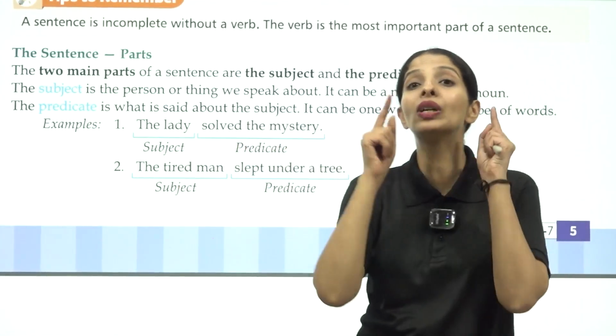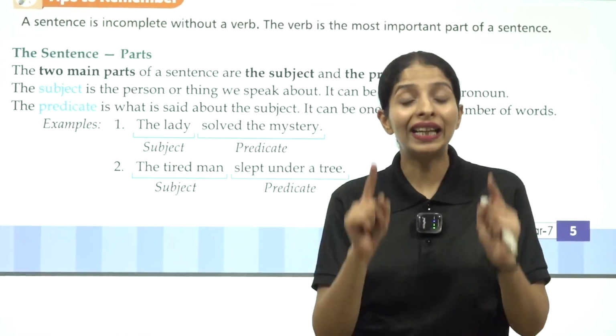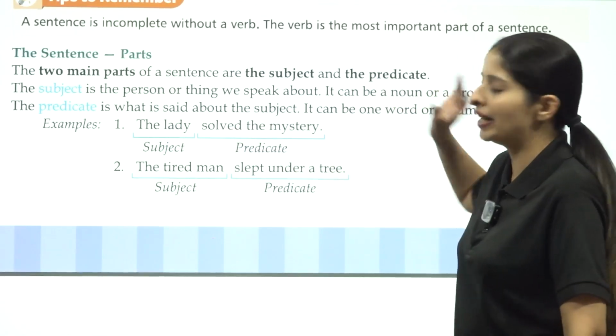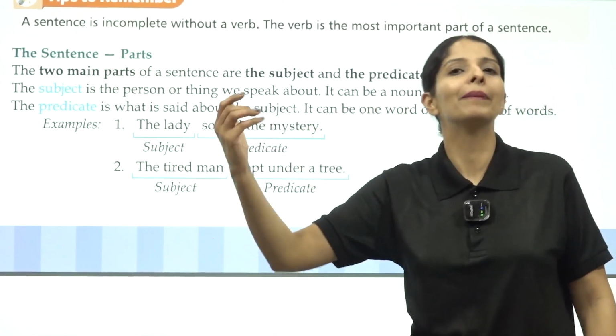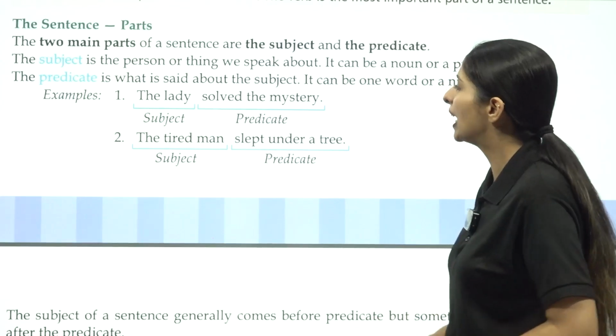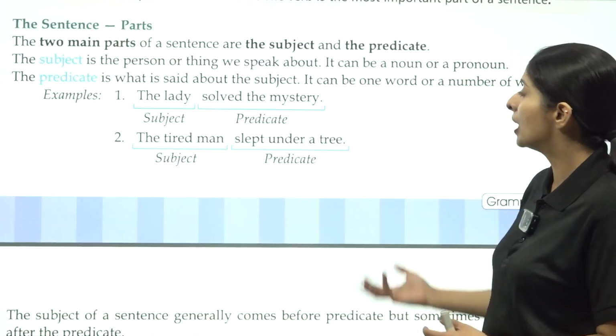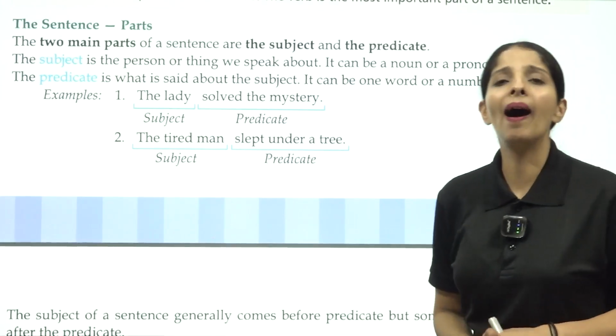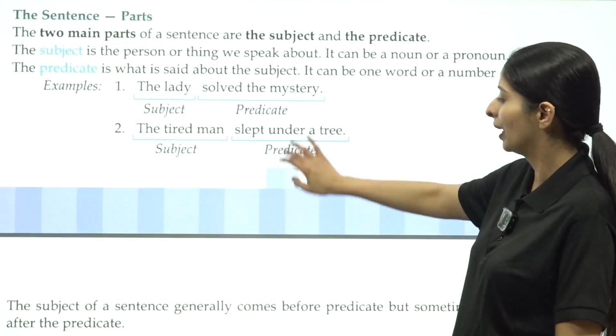Like the examples given: the lady solved the mystery. So I'm talking about the lady. So the lady is the subject here, and what about the lady is the predicate, that she solved the mystery. Next, the tired man slept under a tree. The tired man is a subject. Slept under a tree is a predicate.